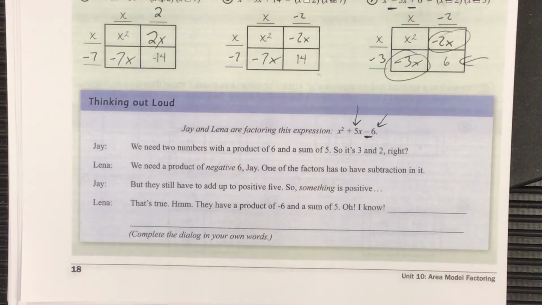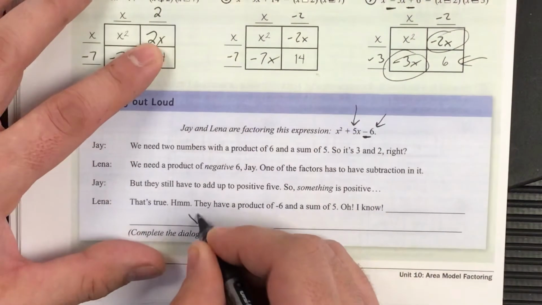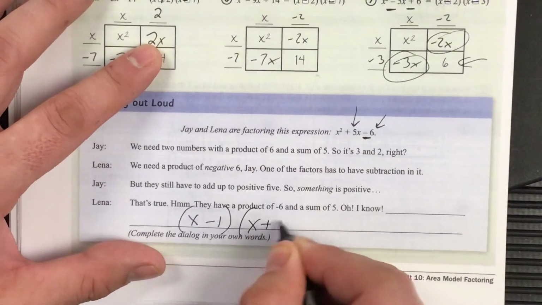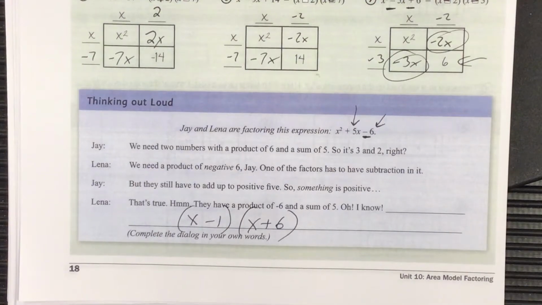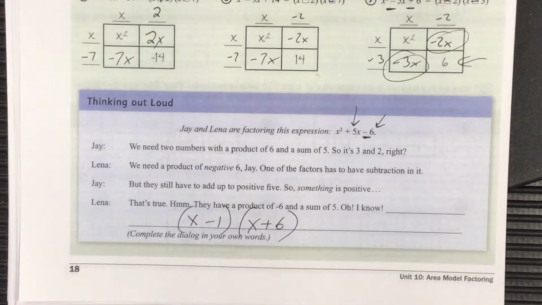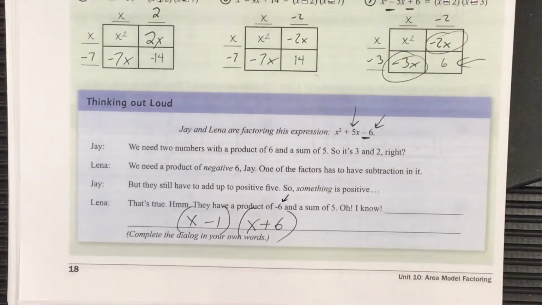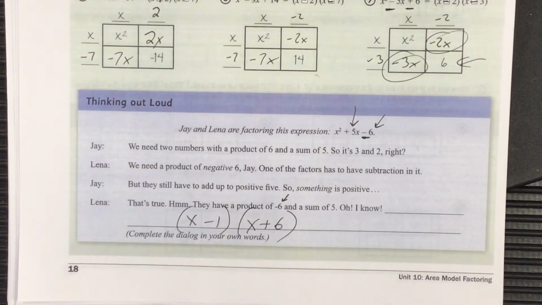Negative 1 and 6. So negative 1 and positive 6? Yeah. 6 minus 1 is 5. That is correct. What about negative 11 and 6? 11 and 6 does not multiply together to give you 6. Oh, multiply, I get 66.